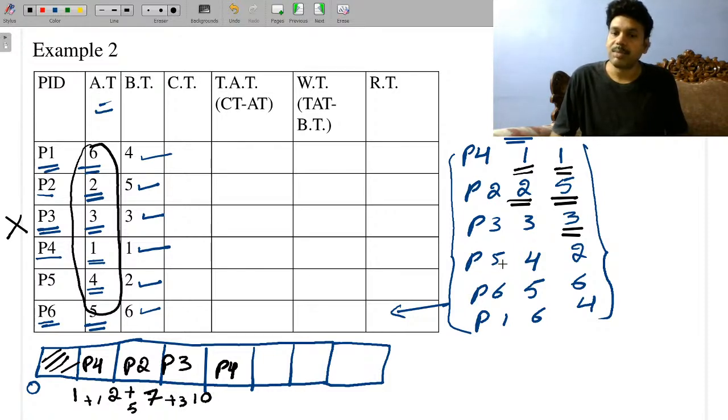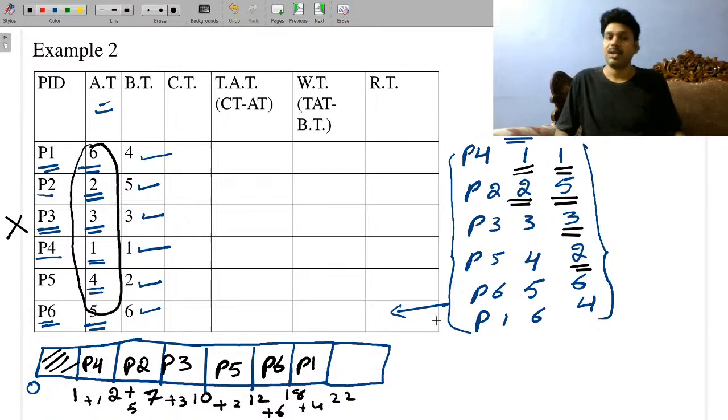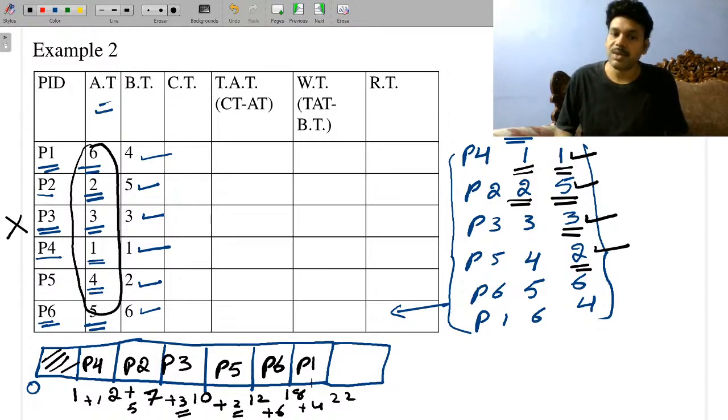Next P5, the process which requires 2 units of time. So it is 12. Next P6, which requires 6 units of time. It's 18. Next P1, which requires 4 units of time. It's 22. This is how it goes. The first process requires 1 unit of time, the second requires 5, the third requires 3, the fourth requires 2, the next requires 6, and the next requires 4.